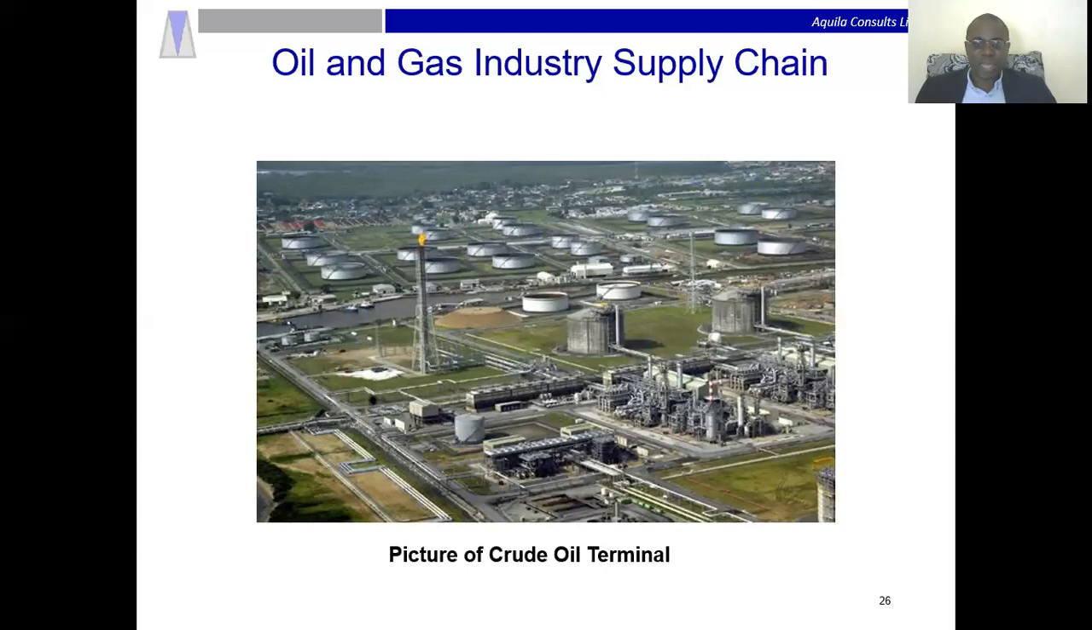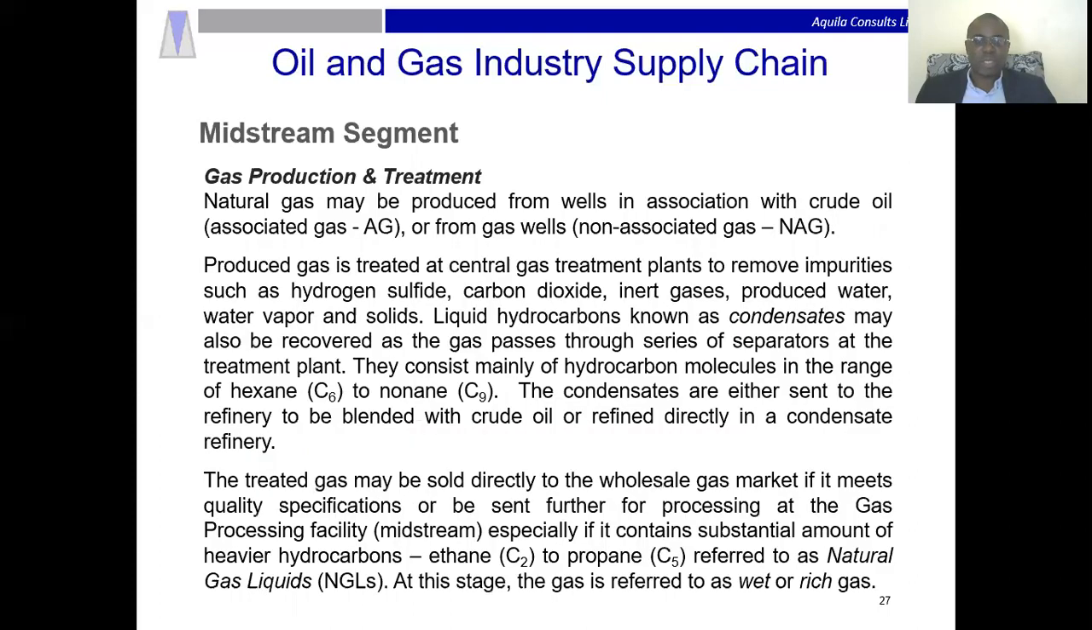So you can see a lot of tanks. Those are for storage, and from here you can ship the crude to any part of the world. Now, another aspect is gas. We talked a bit more about crude oil in the previous presentation, so let's look at gas now.